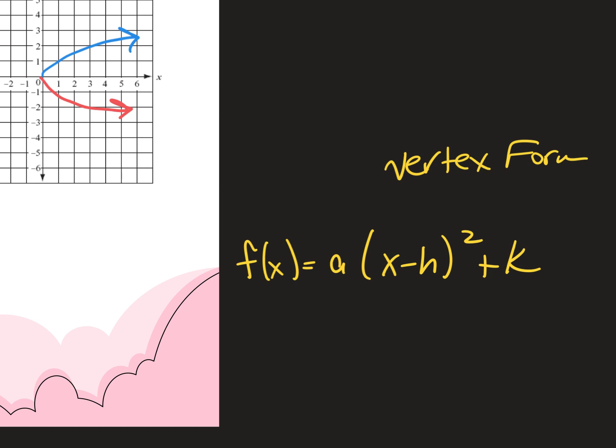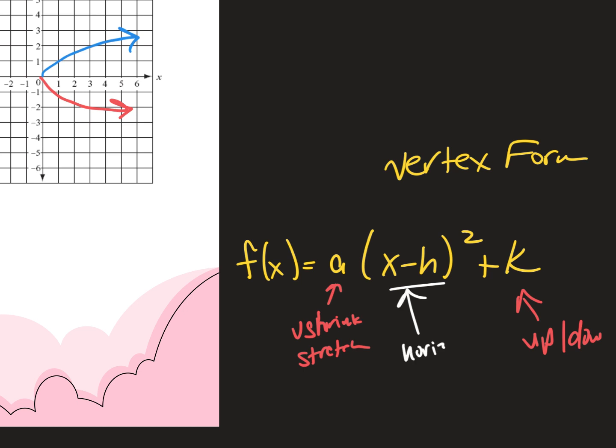This is where your vertical shrink and stretch occurs. This is where you're up and down, right? Your vertical shifts up and down. And this on the inside here is where our horizontals occur, correct? Left and right. Agreed? Inside the parentheses.